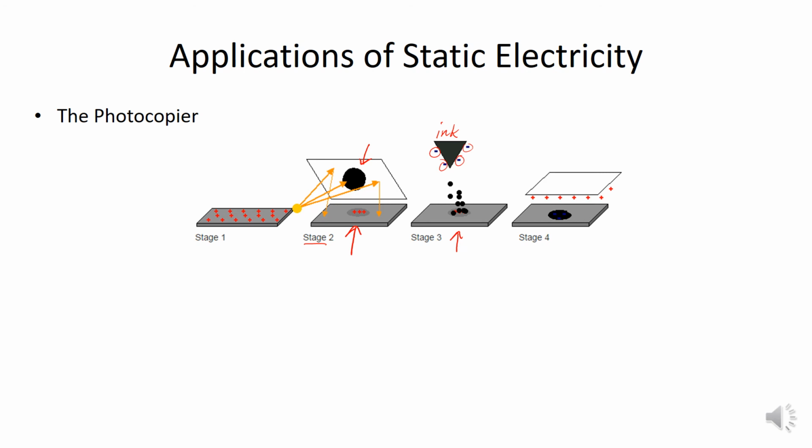Okay, and they're attracted towards the positive pattern that has been created, and so they stick to it. Then we have negative charges in the correct pattern or picture, and the page is passed over, which has positive charges, and the ink sticks to it. So negative being attracted to positive again. That's a very useful application of static electricity, the photocopier.